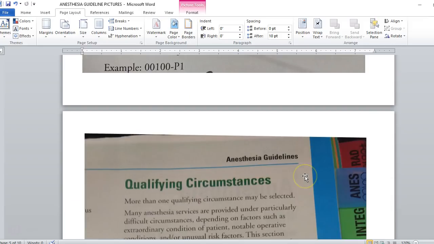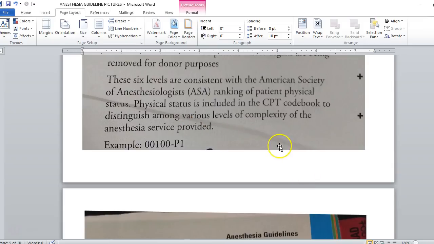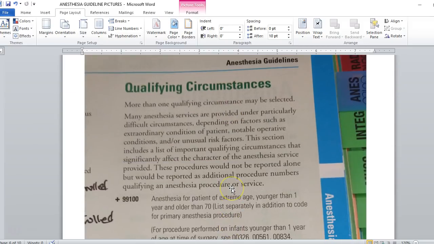As we go down, they remind us that these 6 levels are consistent with the ASA, the American Society of Anesthesiologists. And so right here, the example is, if we were to handwrite it out, 00100-P1. Remember, in most computer systems, the CPT code and the modifier are separate boxes, so you would not put that dash in. Okay. Let's look at our qualifying circumstances.